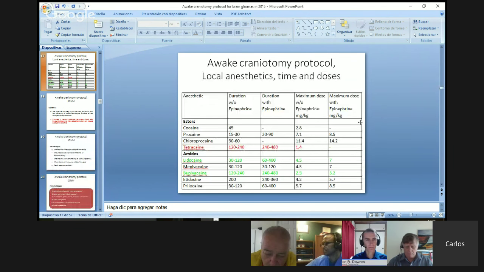In this table, we can show the local anesthetics, times and doses that we use in these kinds of surgery. In our case, we always use lidocaine and bupivacaine because they give us some security in the management of the patient's analgesia.